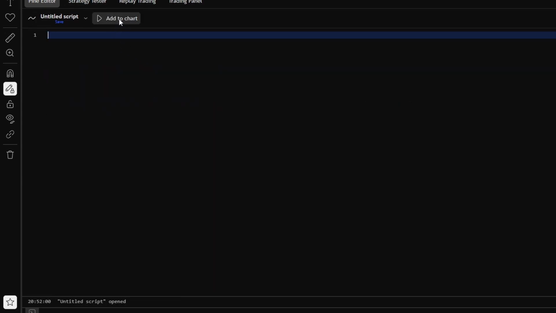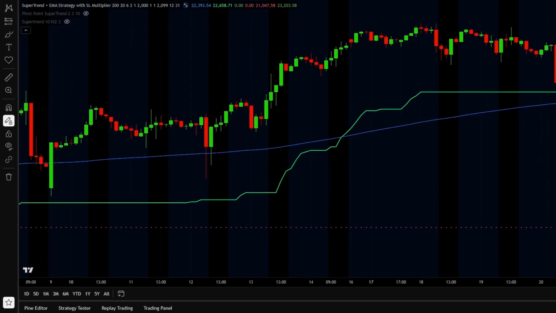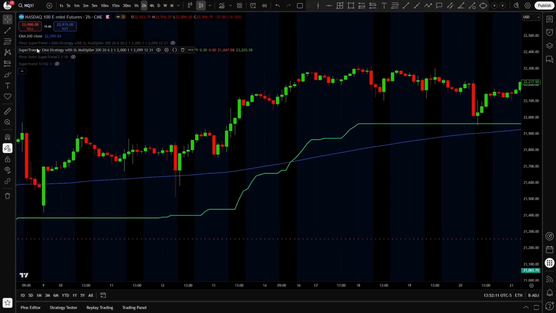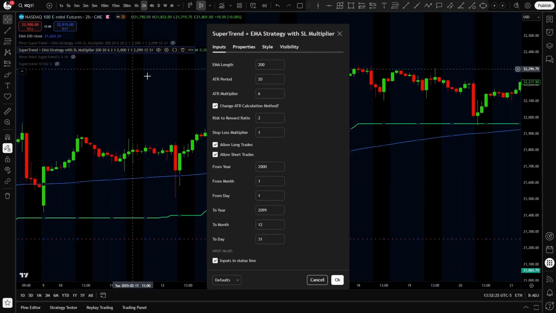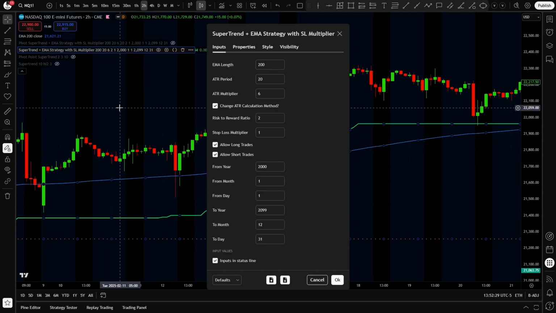Finally, you have to click on the Add to Chart button. If you've done that correctly, you will see the strategy script right here. The pivot one says Pivot Supertrend, and the normal one has the SuperTrend only. They will look like this, and you can start backtesting, optimizing, and using them as soon as you want.